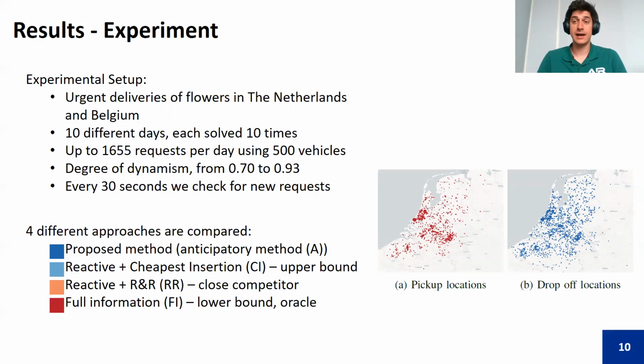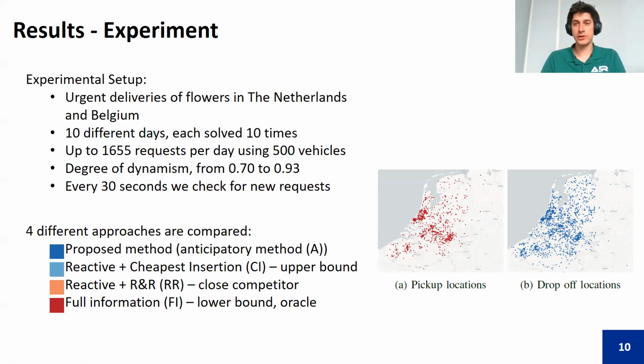On the next slide, everything that's dark blue is the proposed method. If it's in bright blue, it represents our greedy approach, which was a reactive approach paired with a cheapest insertion. In orange, you see a reactive approach that's using the exact solver I showed you, and that's a close competitor to the proposed method. And then fourth, we implemented a full information approach, so an oracle that exactly knows what's going to happen and has all the information at the beginning.